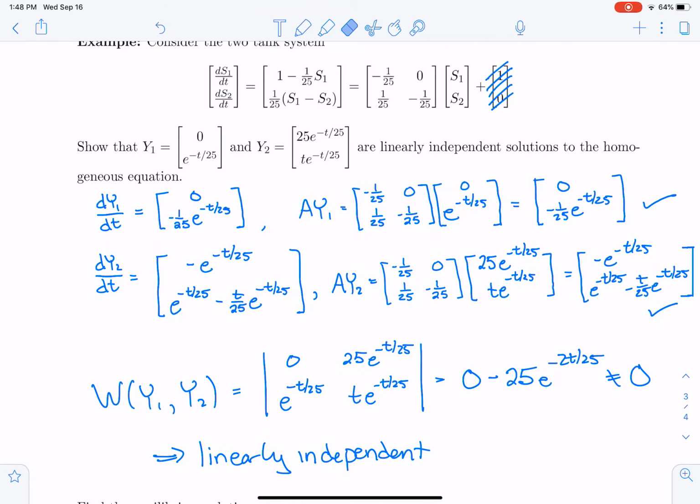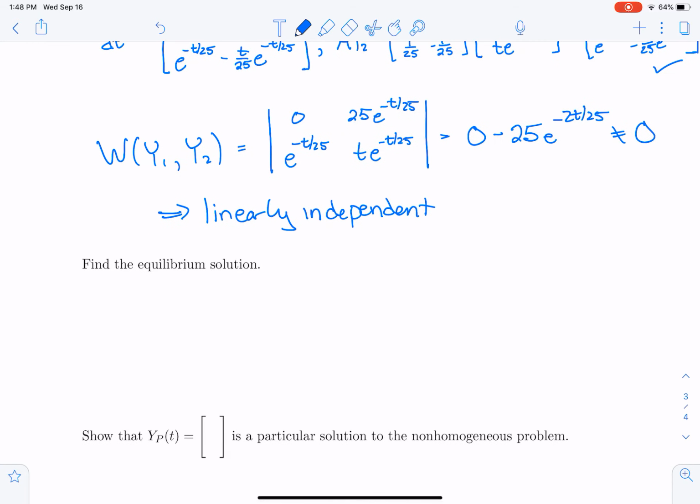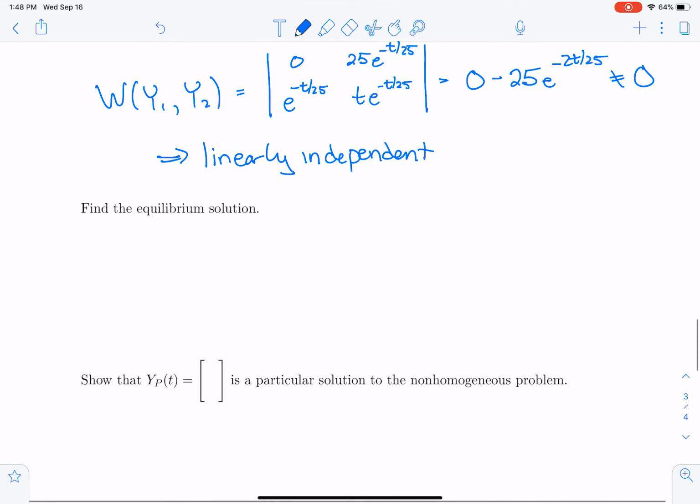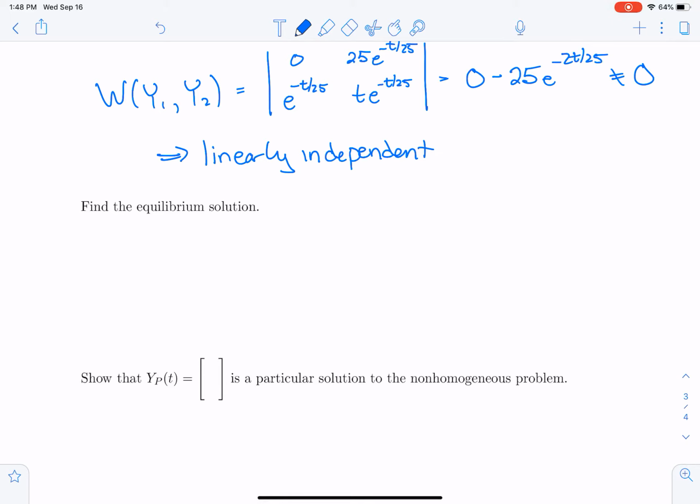Okay. Now I want to go back to the non-homogeneous problem, and I need to find a particular solution. And in this case, I think I have a slick way to find a particular solution. We just need to find one particular solution. We don't have to find some sort of general form. I just need one particular solution. And so the particular solution I'm interested in finding is actually going to be the equilibrium solution.